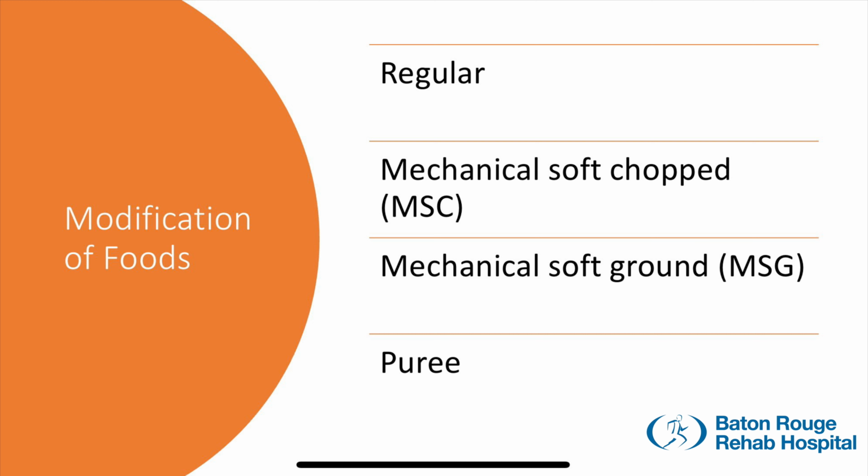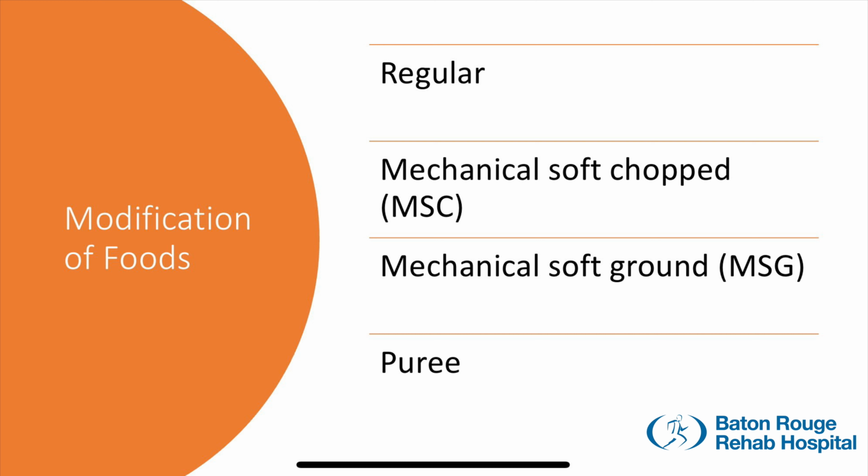Regular consistency is regular food. These patients can have food in its normal presentation and texture. The levels then become increasingly more restricted as we continue. Mechanical soft chopped requires foods to be cut into bite-sized pieces. Mechanical soft ground requires foods to be minced and moist, no larger than the size of a pencil eraser. Pureed foods must be smooth and lump-free.